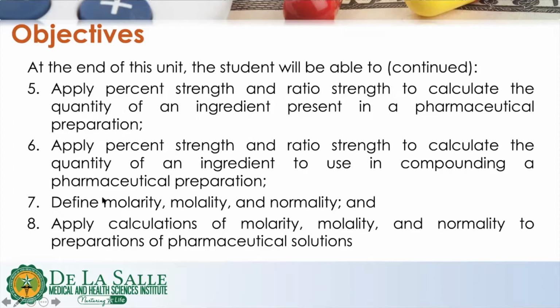Fifth, apply percent strength and ratio strength to calculate the quantity of an ingredient present in a pharmaceutical preparation. Sixth, apply percent strength and ratio strength to calculate the quantity of an ingredient to use in compounding a pharmaceutical preparation. Seventh, define molarity, molality, and normality. And finally, apply calculations of molarity, molality, and normality to preparations of pharmaceutical solutions.